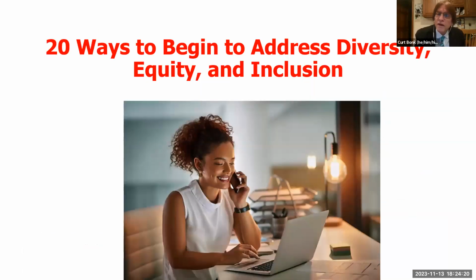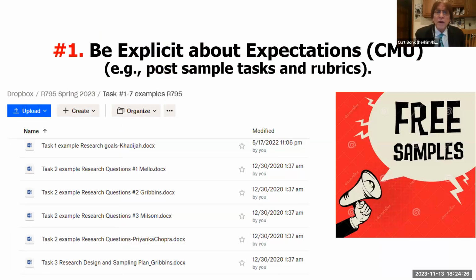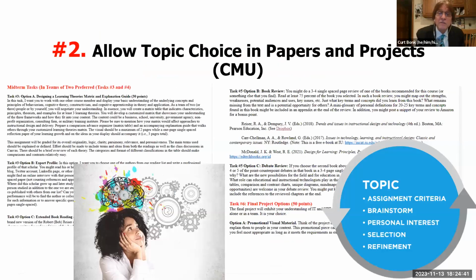So let's give you 20 ways to think about diversity, equity, and inclusion in your classrooms. One way is to be explicit about your expectations and provide examples that students can utilize and feel less stressed about. Show them what the rubrics will be for evaluating their coursework. Show them what previous students have designed and submitted in your class.